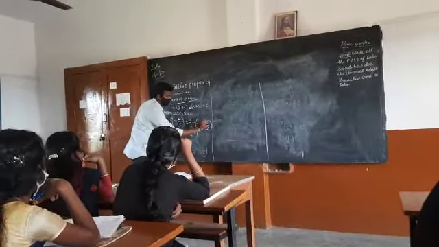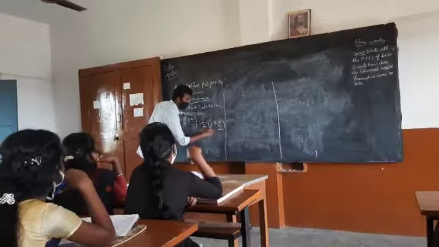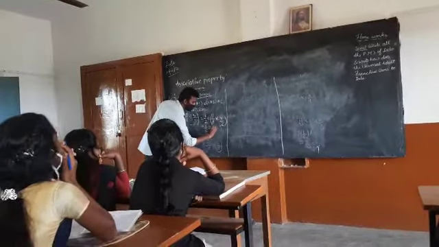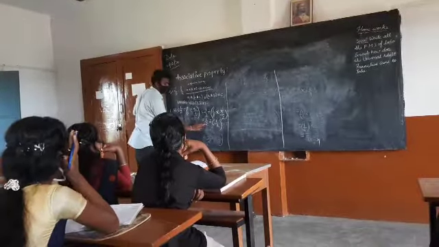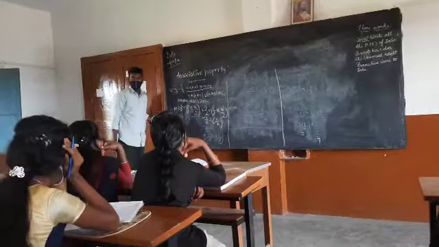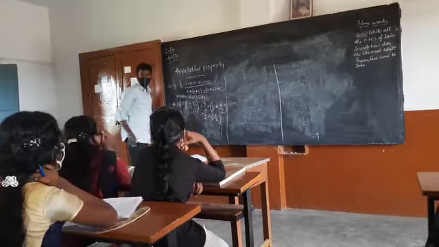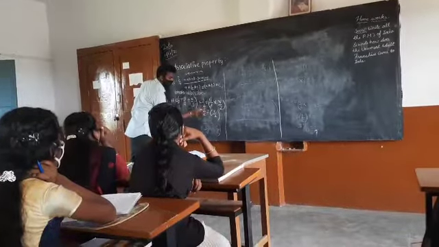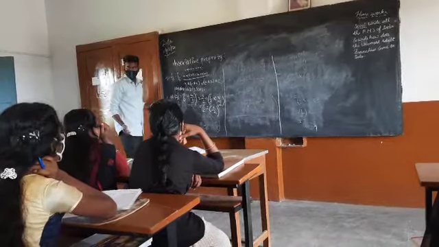So that comes 1 by 3 into 3 by 2. Cancel these both. 1 into 1, 1; 1 into 2, 2. So 1 by 2 divided by 1 by 2. You don't need to do the reciprocal and all the stuff. Here also the same number, here also the same number. Same number divided by same number equals 1.